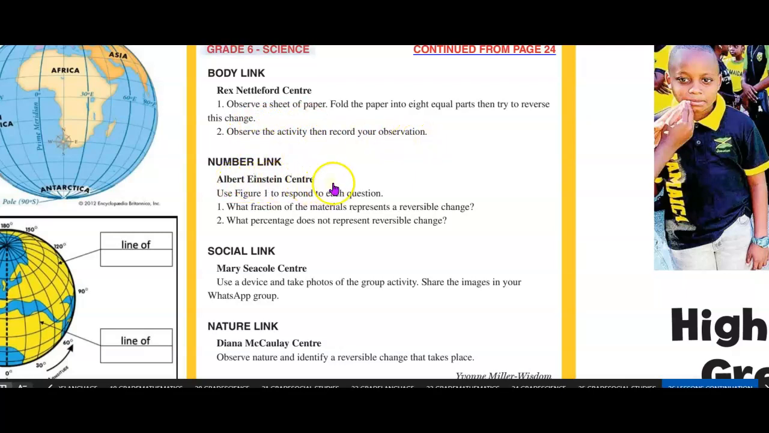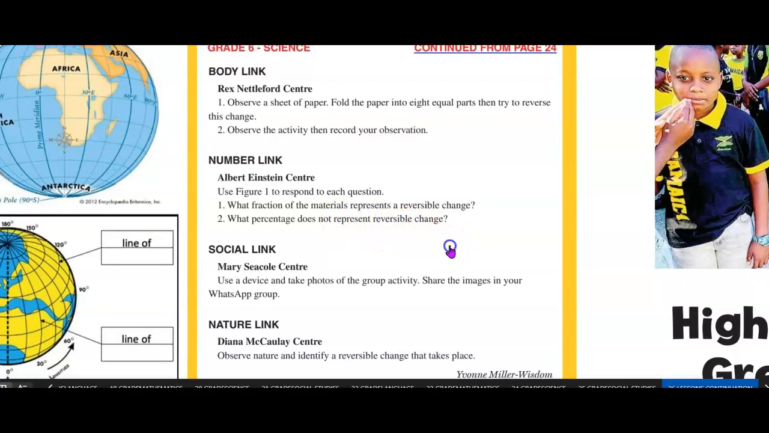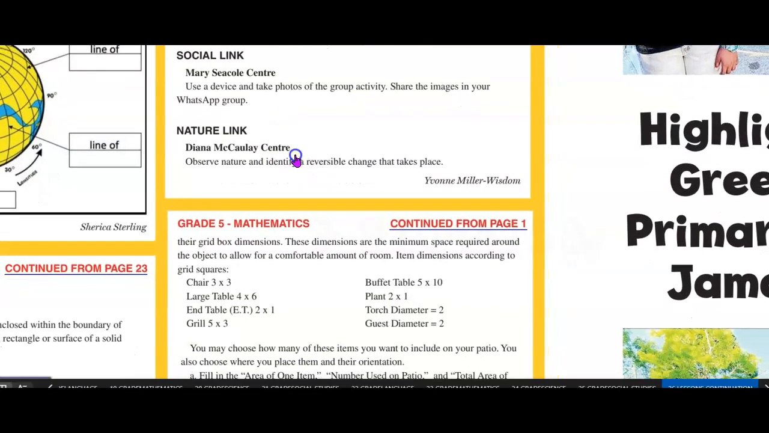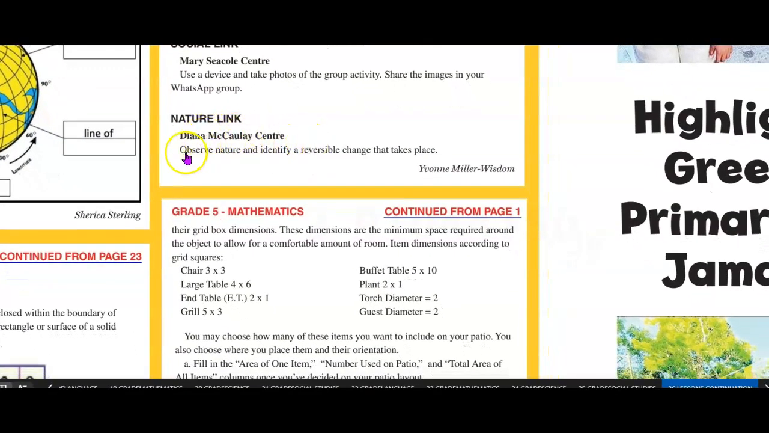Number link from the Albert Einstein Center. Use figure 1 to respond to each question. What fraction of the materials represent a reversible change? What percentage do not represent reversible changes? Social link from the Mary C. Cole Center. Use a device and take photographs of the group activity. Share the images in your class WhatsApp group. Nature link from the Dan Macaulay Center. Observe nature and identify reversible changes that take place.